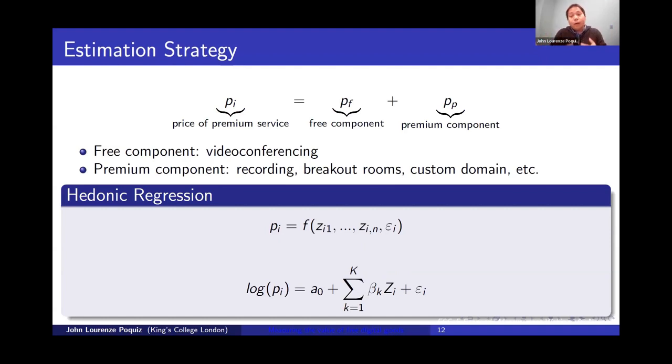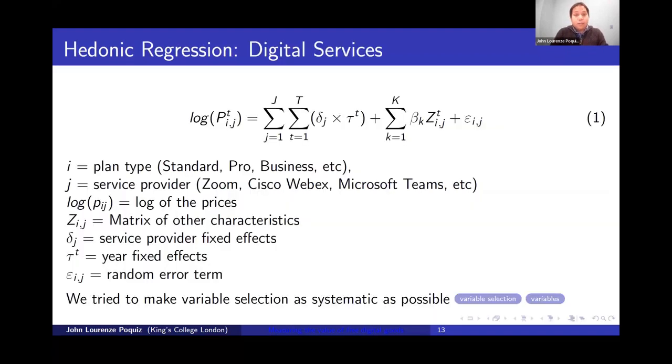So one way we can think about this is that later on we can use this regression to predict a price, and we can just switch off the components that are present only in the premium version. So what we're left with is whatever the value is for the free component. So this is our main specification.